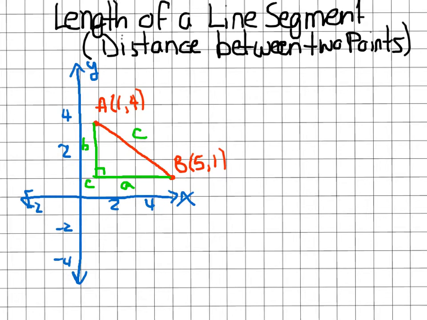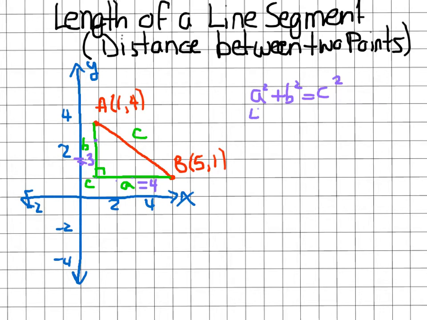So starting with B, I'm going to use a different color here. Let's go with purple. So starting from point A, I come down and I go 1, 2, 3, and I know that the length of side B is equal to 3. And then starting from C, I go across to B, I go 1, 2, 3, 4. I know the length of side A is 4. And then I can use the Pythagorean theorem to calculate the length of side C. So A squared plus B squared equals C squared.